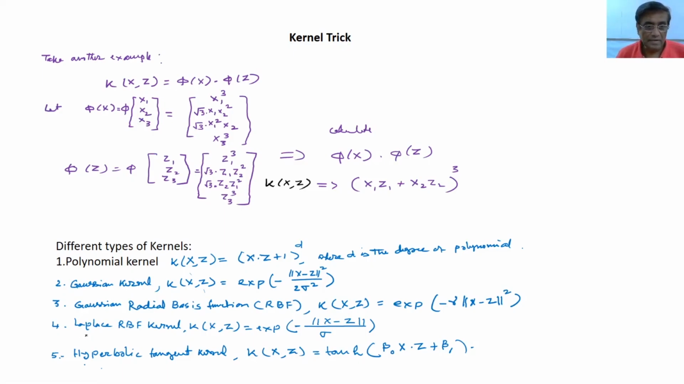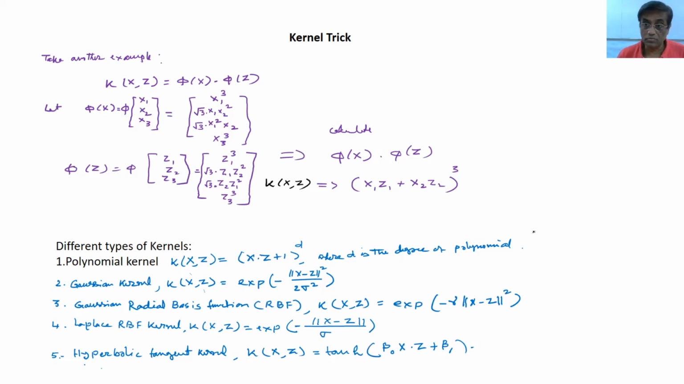Then the Laplace RBF kernel is similar to this, but instead of the square, it uses the norm. So people have worked, published papers and research, and designed kernels for a class of data which you are trying to classify. Similarly, we have the hyperbolic tangent kernel, sometimes called the sigmoid kernel. Two parameters are there, beta naught and beta 1. Otherwise, it is the tan hyperbolic of x dot z. So you see, once I have labeled samples, I can pass them through any of the kernels.